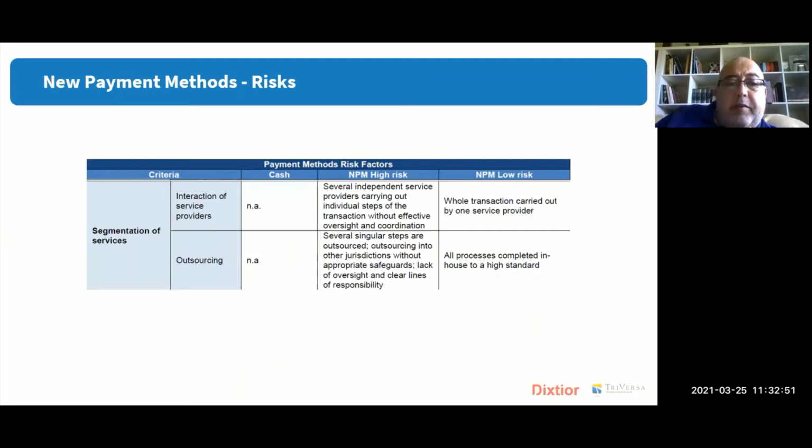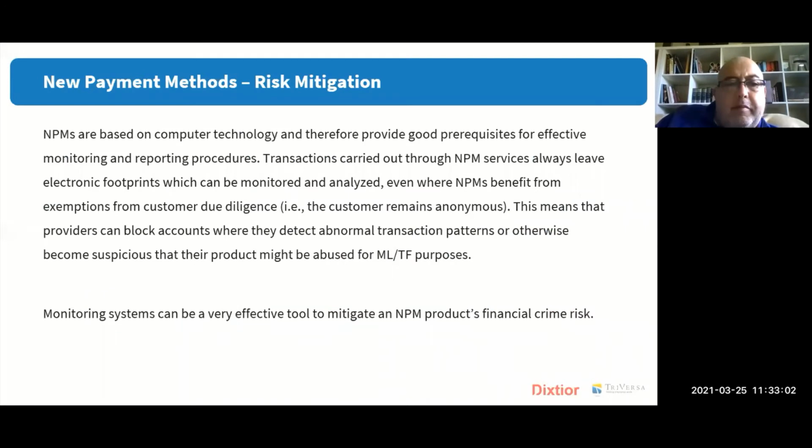And of course, segmentation of services. I was already saying that in terms of service providers and outsourcing. All of this has to be considered in terms of the risk of the payment service. As you know, new payment methods are based on computer technology, and this is the good part. They provide good prerequisites for active monitoring and reporting procedures.